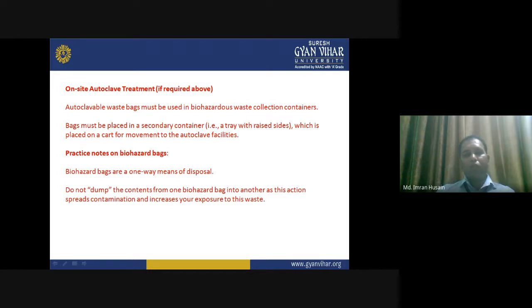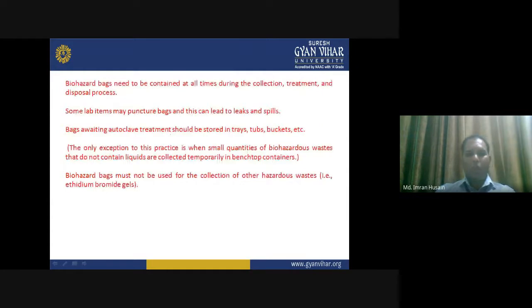Practice notes on biohazard bags. Biohazard bags are a one-way means of disposal. Do not dump the contents from one biohazard bag into another, as this action spreads contamination and increases your exposure to this waste. So every time you have to look into the matter, not only for your safety but also for the safety of others.